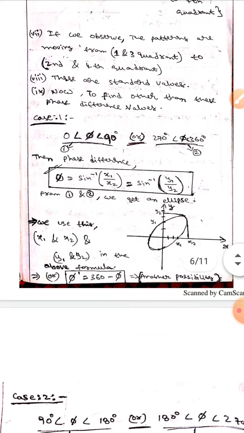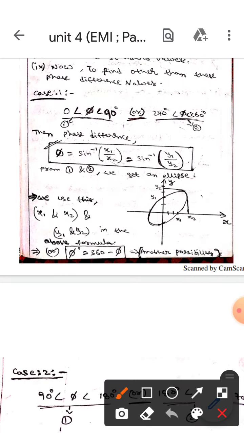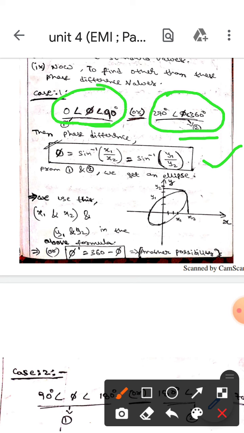Let's see case 1. Here in case 1, the phase difference will be in between 0 degrees and 90 degrees, or between 270 degrees and 360 degrees. Then we use the formula phi is equal to sin inverse of x1 by x2, which equals sin inverse of y1 by y2. If you observe these two conditions, where the phase difference is between 0 and 90 degrees, or between 270 and 360 degrees, then we can say that the pattern will be an ellipse.